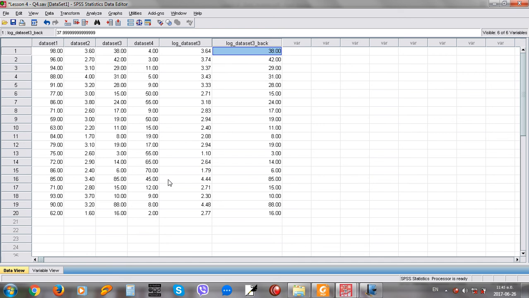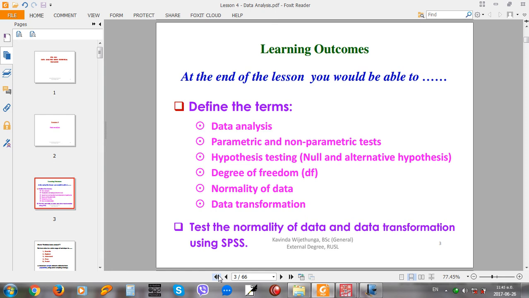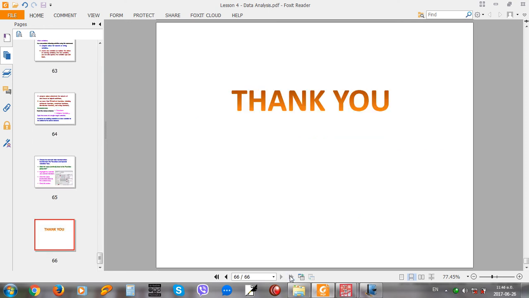Okay, so I think now you are clear about these things. What we have discussed: what is data analysis, parametric and non-parametric tests, hypothesis testing, how to write the null hypothesis and alternative hypothesis, degrees of freedom, normality of the data and data transformation, and how to test the normality of data using SPSS. I think now you are clear about all of those things. Based on this lesson you also have a tutorial. If you have anything to clarify, you can contact me. Okay, thank you very much.